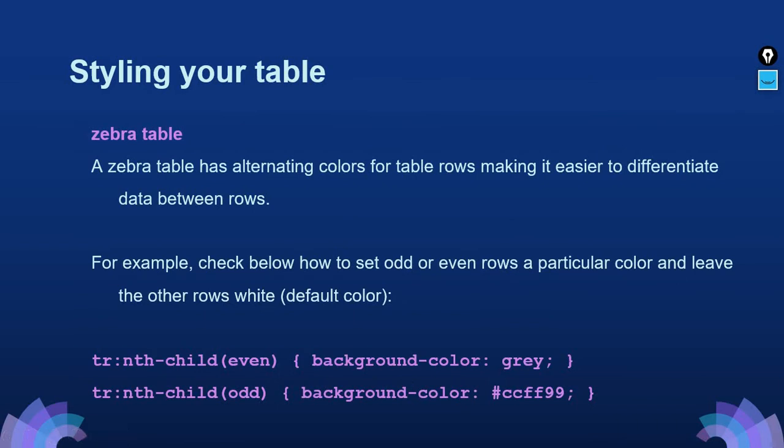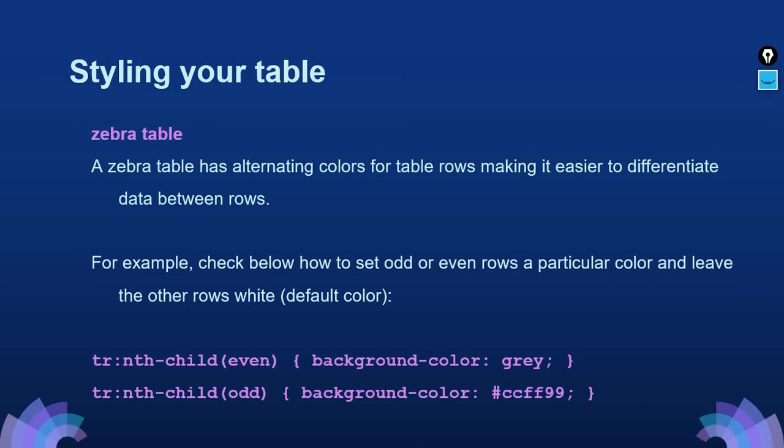Zebra table. A zebra table has alternating colors for table rows, making it easier to differentiate data between rows. Or you can specify which rows you want to differentiate using a different color. Typically, you use this property to set a set of even or odd table rows to create a stripe effect.